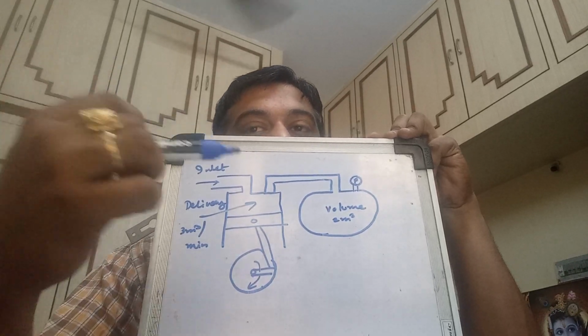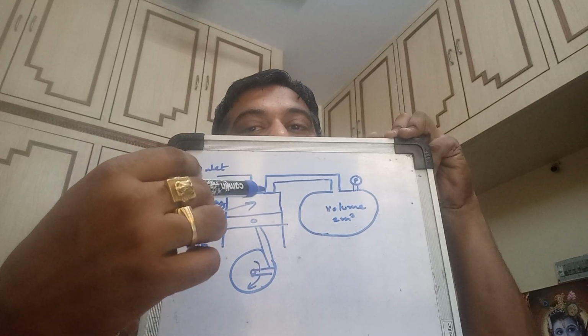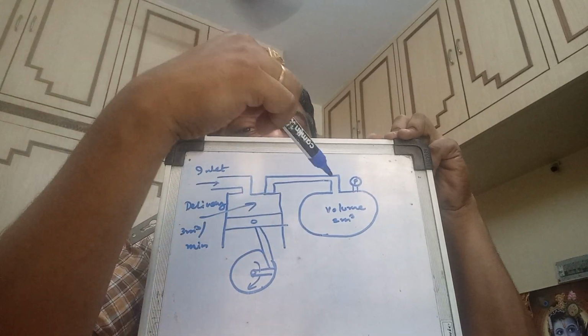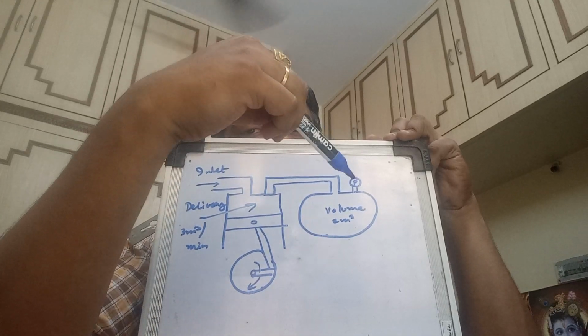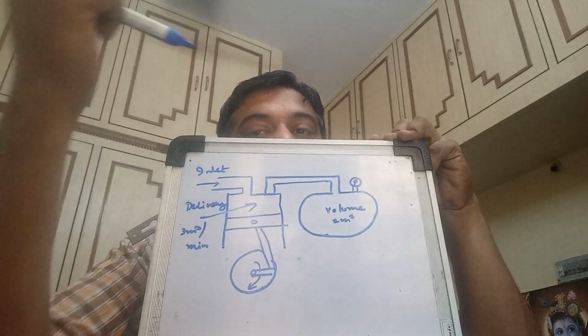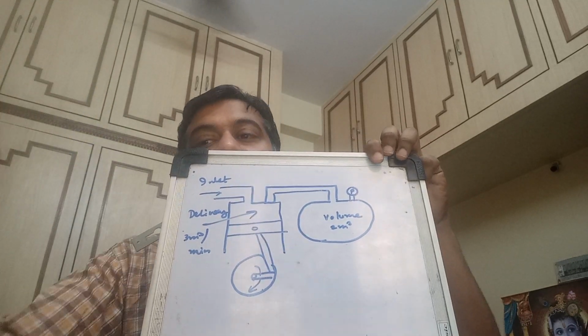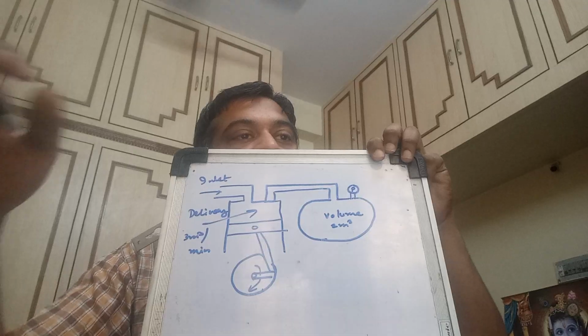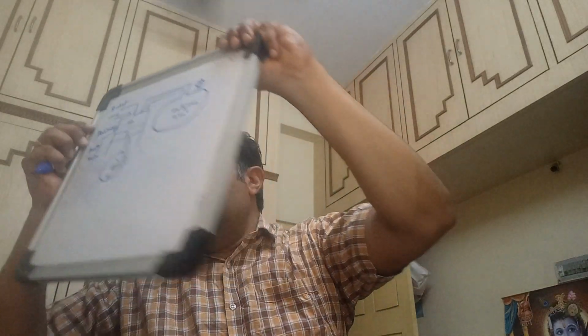So what we can do is, this is the piston cylinder arrangement of the compressor, and using it we are storing the compressed air in the reservoir. In this kind of thing, we can formulate a table using Boyle's law.